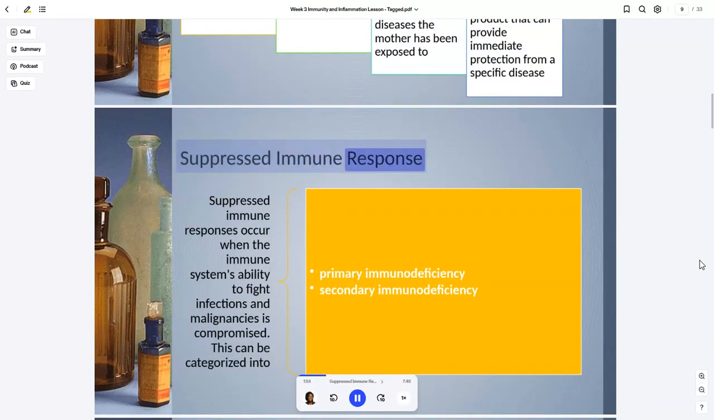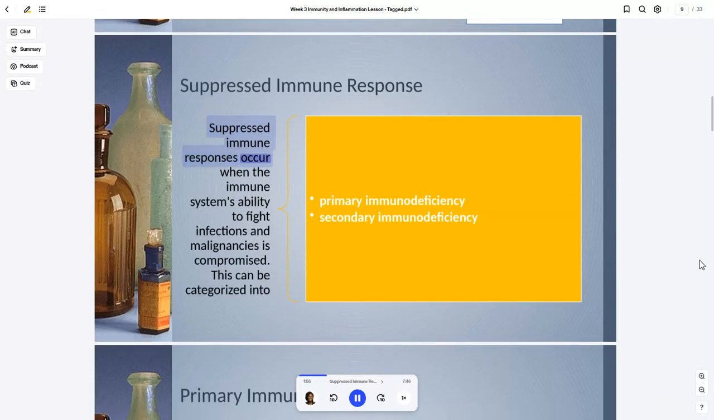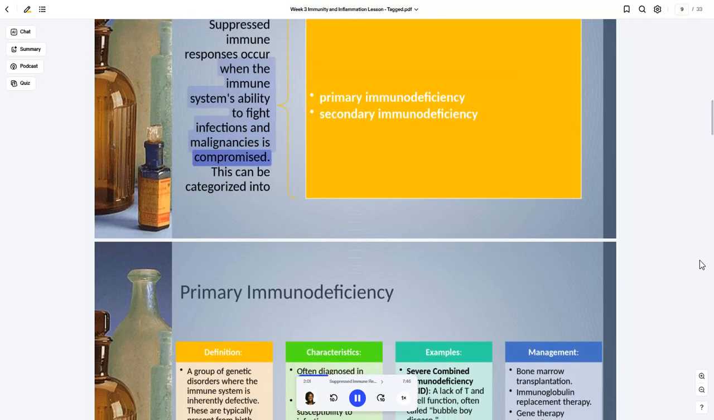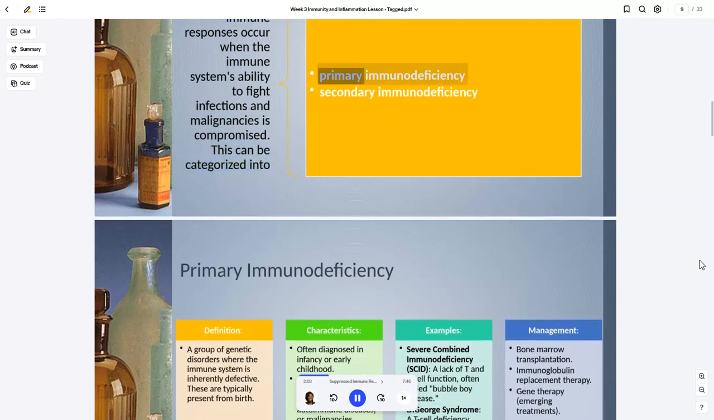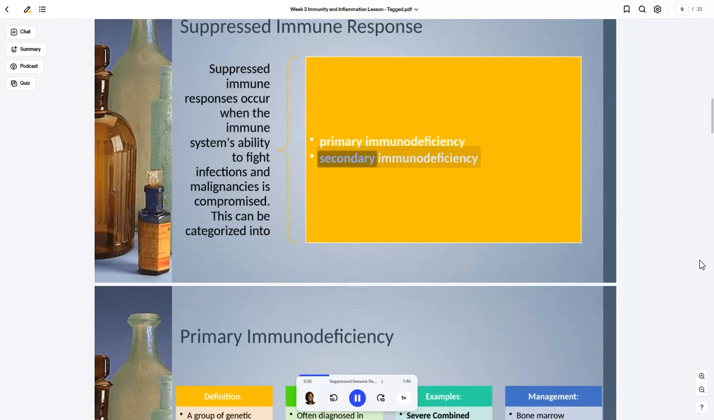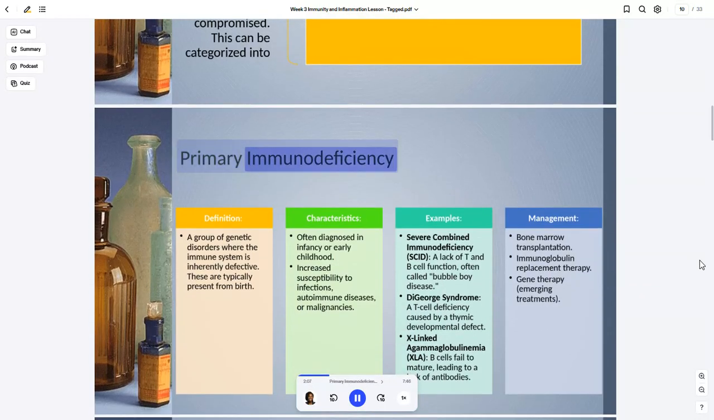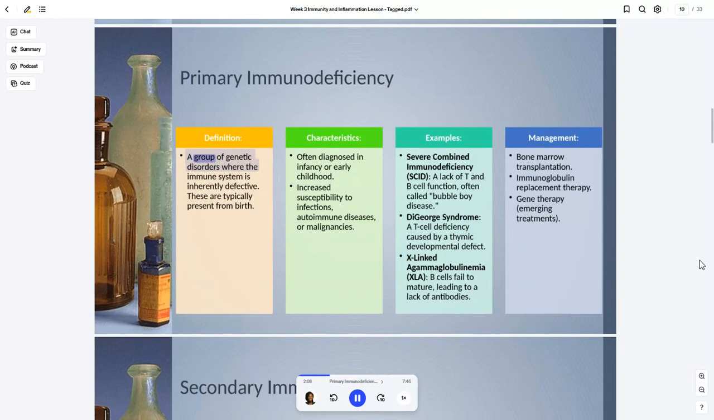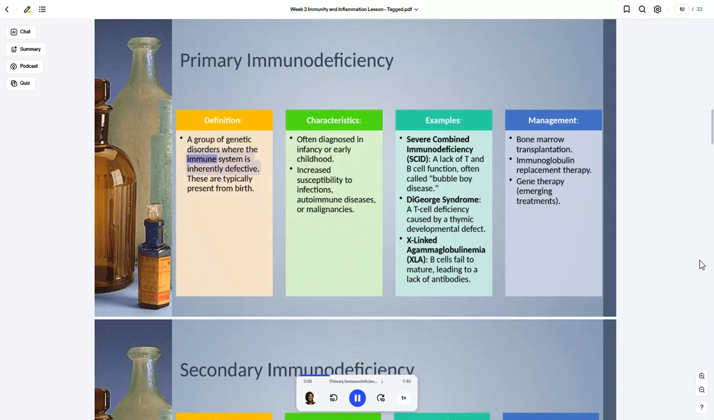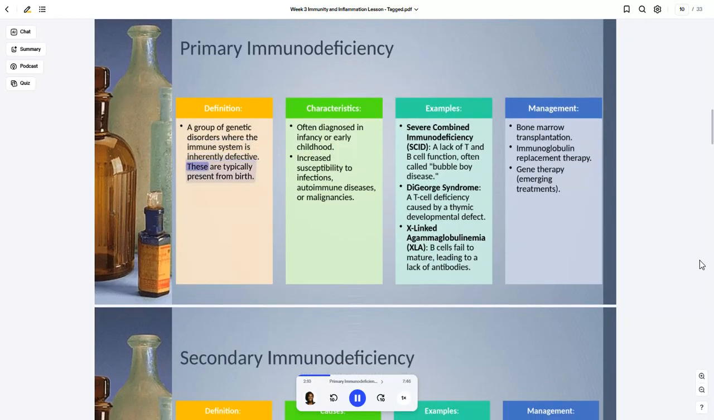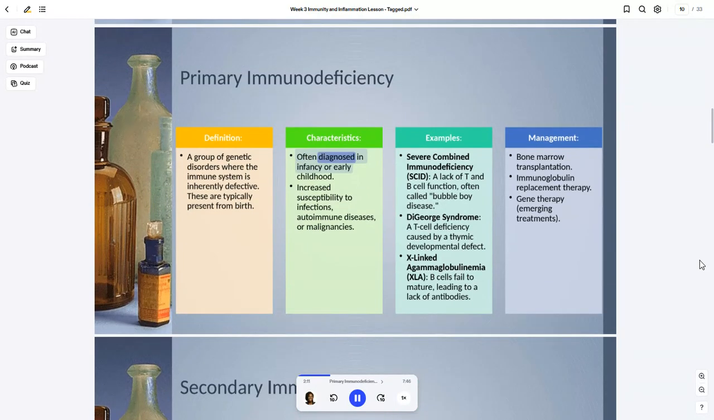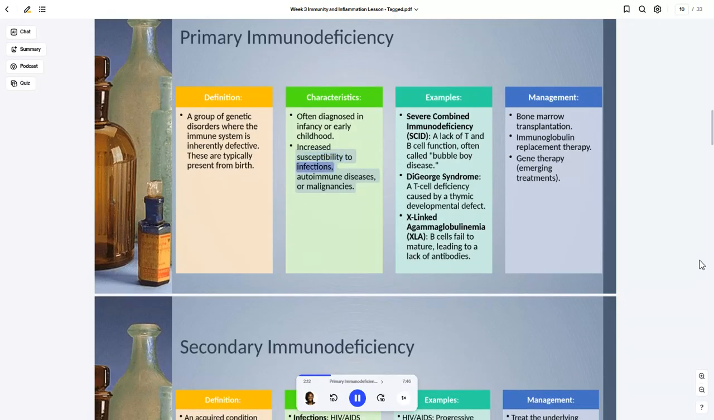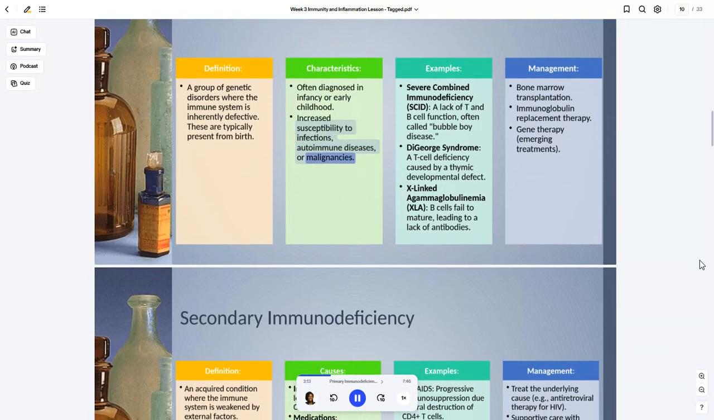Suppressed immune response. Suppressed immune responses occur when the immune system's ability to fight infections and malignancies is compromised. This can be categorized into primary immunodeficiency and secondary immunodeficiency. Primary immunodeficiency: definition, characteristics, examples, management. A group of genetic disorders where the immune system is inherently defective. These are typically present from birth, often diagnosed in infancy or early childhood. Increased susceptibility to infections, autoimmune diseases, or malignancies.